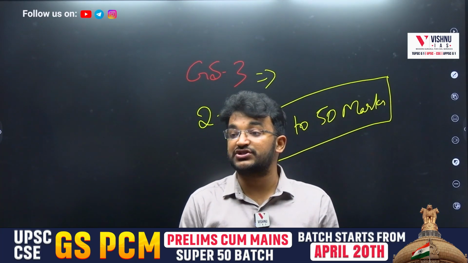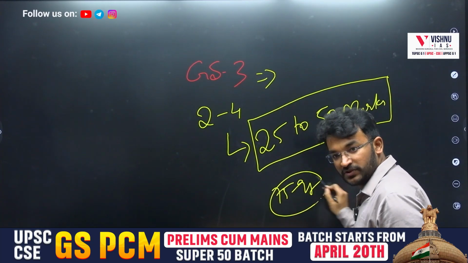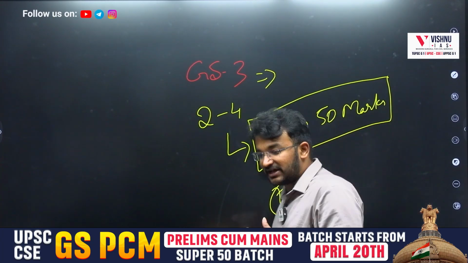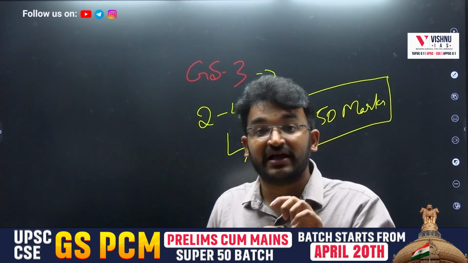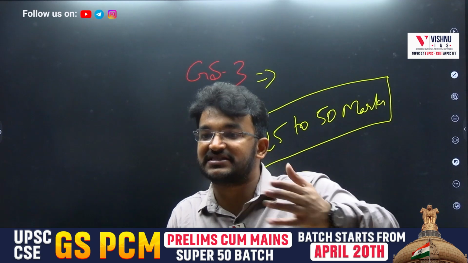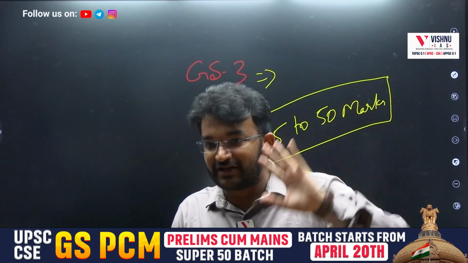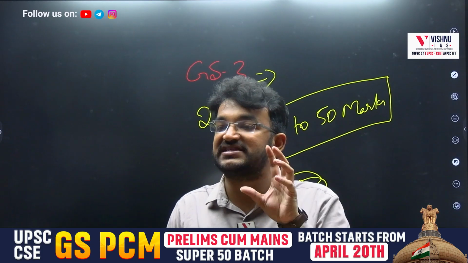But the GS3 score is just between 75 to 95. The reason is that we generally neglect science and technology, internal security and all. We generally consider GS3 to mean the economy paper. But if you see, in the entire 250 marks, economy has only 75 marks.